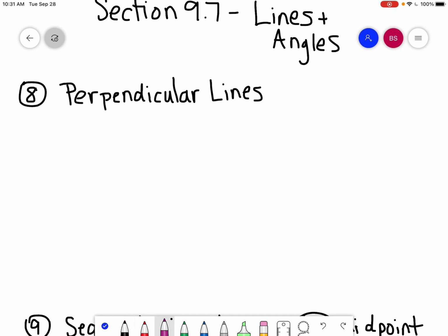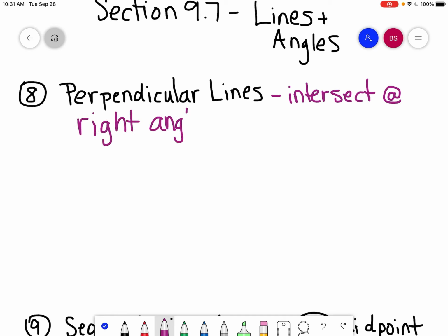Okay, so perpendicular lines, they intersect at a right angle. Okay, they intersect at a right angle. So there's a lot of math that we can do with perpendicular lines, okay? So I'm going to show you a couple different ways to label perpendicular, okay?